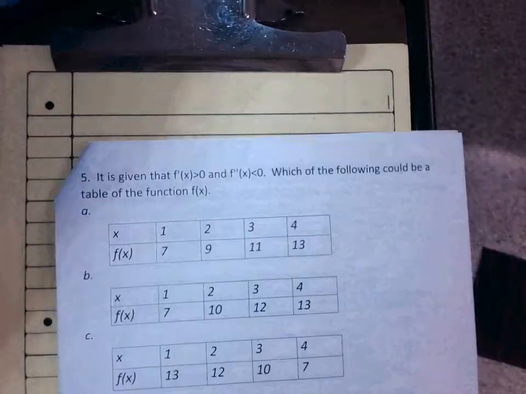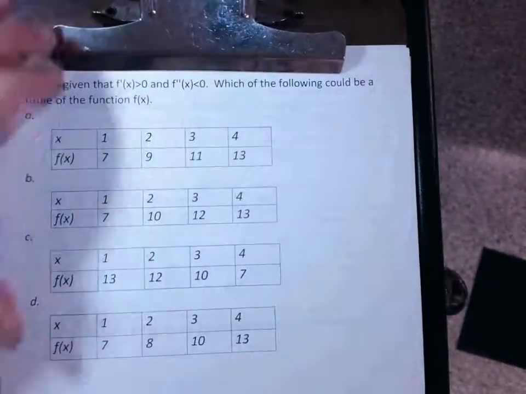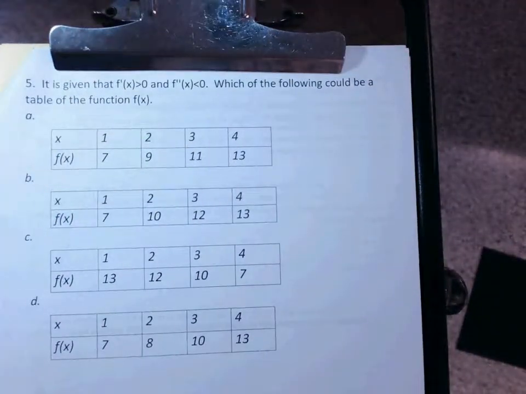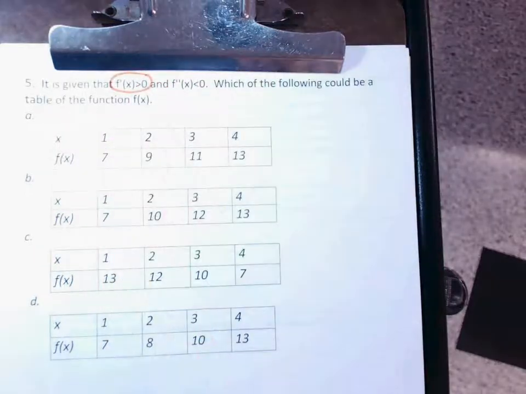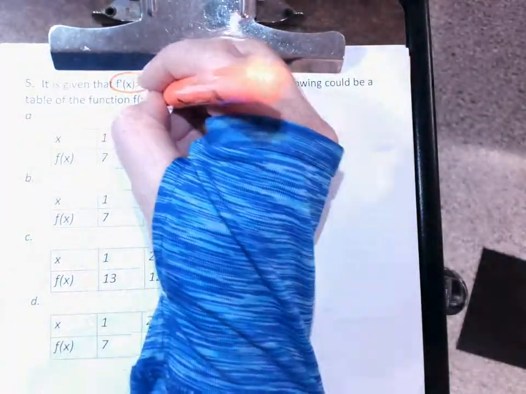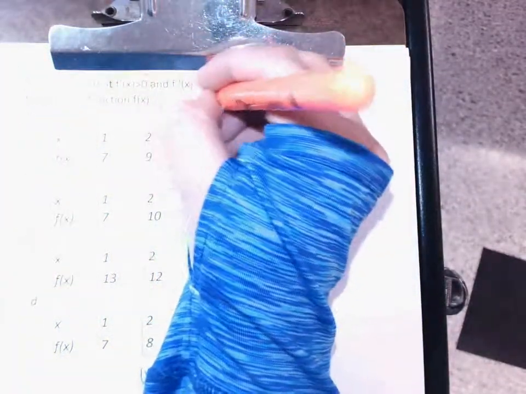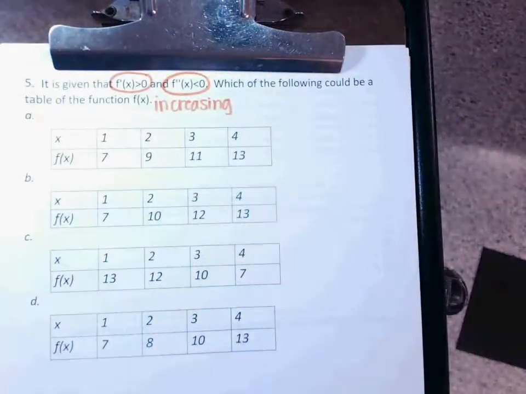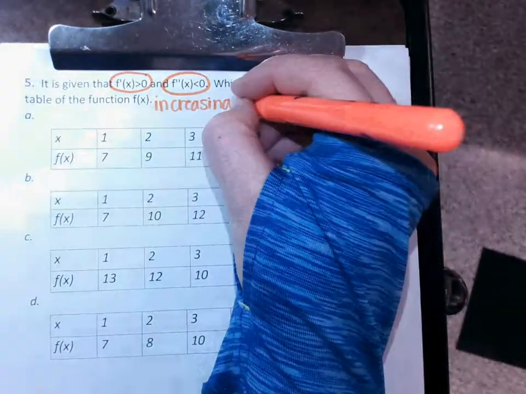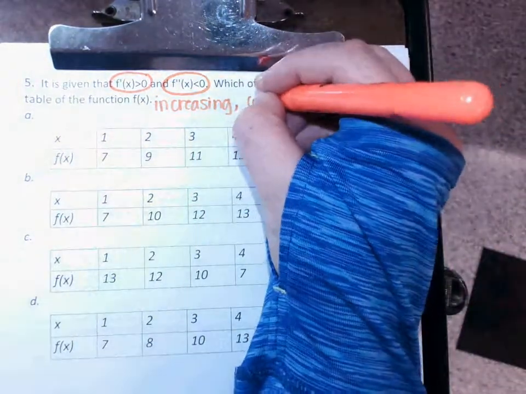Alright, next one. Okay, there's one just like this actually on your homework. If f prime is greater than 0, what does that tell us about our function? Should it be increasing or decreasing? Increasing. And then what about if f double prime is less than 0? What does that mean? Concave up. Or down, sorry. Concave down.